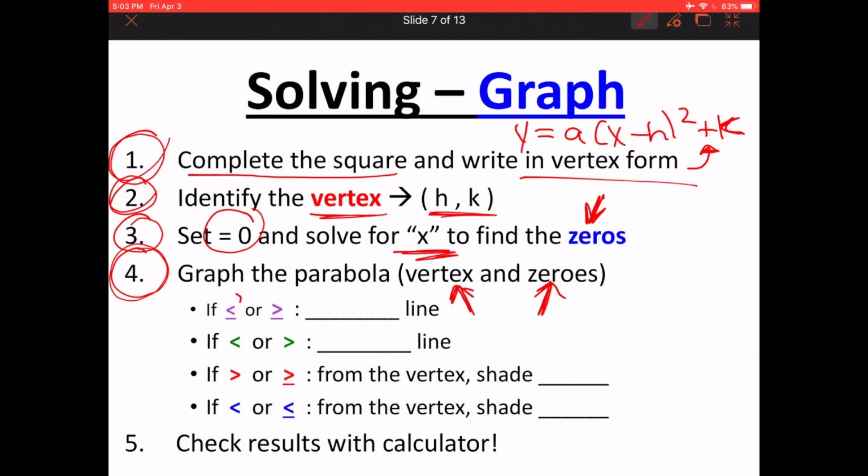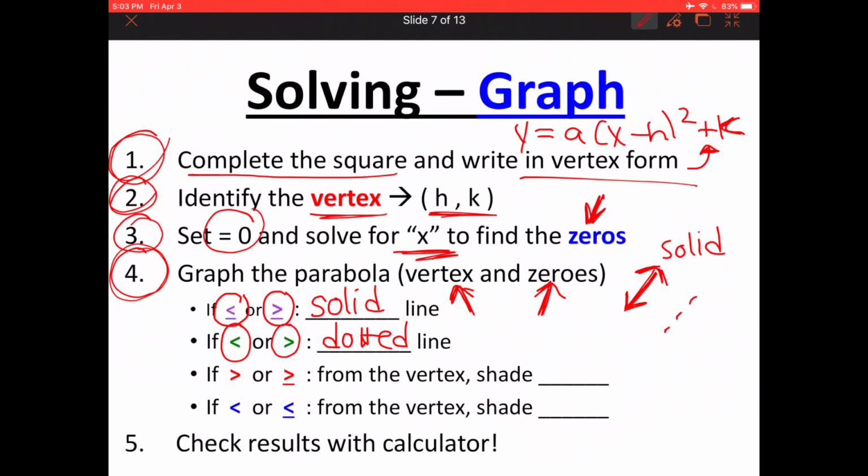But then if our inequality symbol is less than or equal to or greater than or equal to, we are going to graph a solid line. So a solid line would look like this. This would be a solid line. If it's just less than or greater than, we graph a dotted line. So here's the difference. A dotted line would look like that. Okay, so be mindful, don't just connect that line right away, because sometimes you may have a dotted line. Then we will have to do some shading.